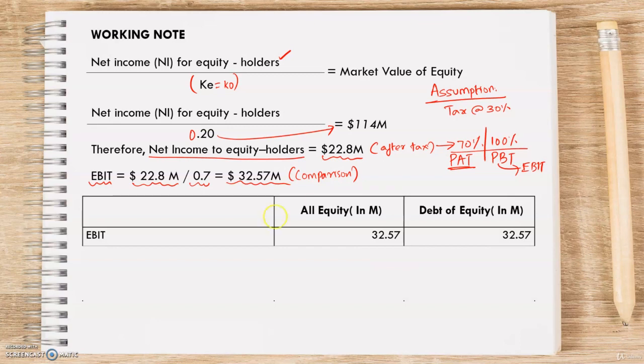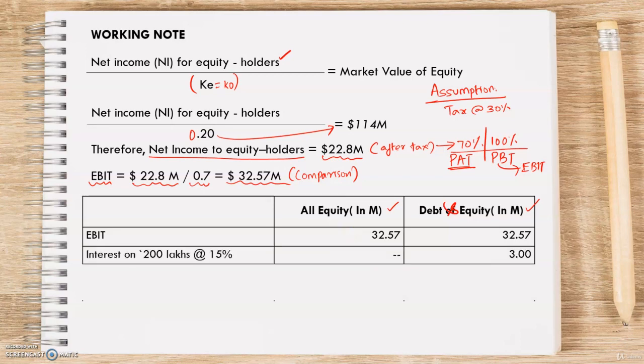Look here. All equity firm, and there is a combination, a debt and equity. EBIT in both cases is 32.57. Now we have to deduct interest. And what is the capital they are raising? 20 million. At what rate? 15%, right? So you take 20 million at the rate of 15%. So you get 3 million.